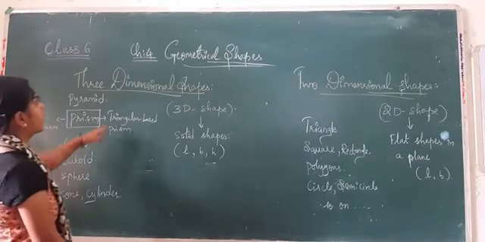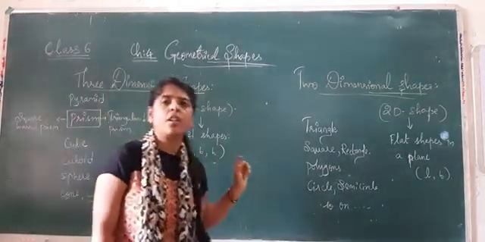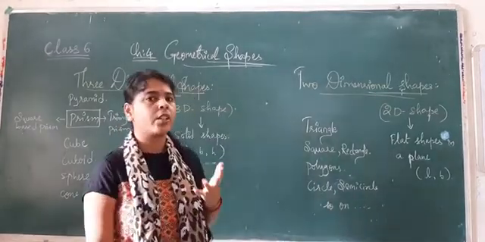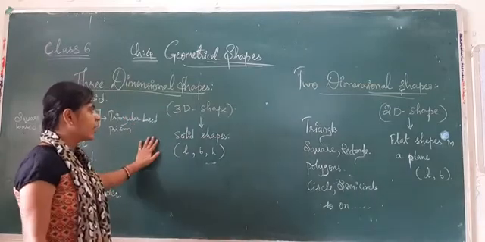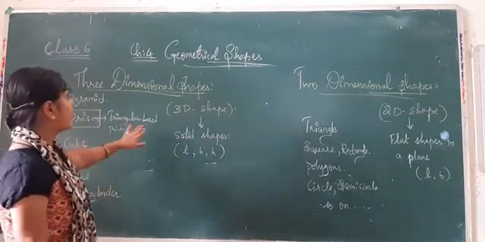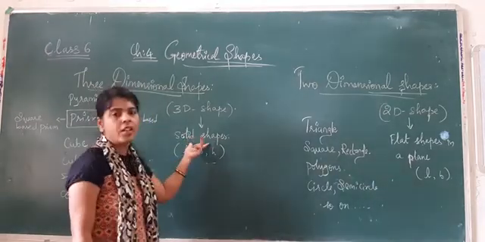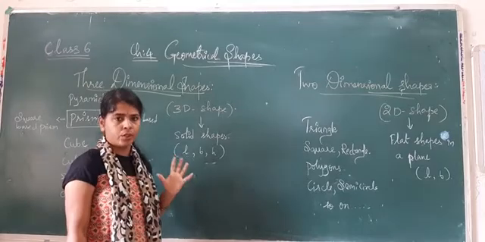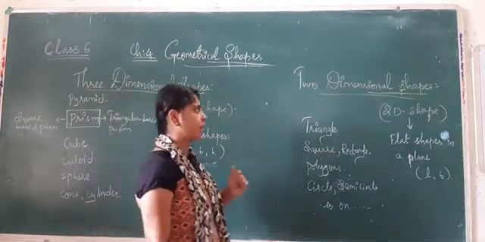Coming to the next topic, about 3-dimensional shapes and 2-dimensional shapes. You already learned about 2-dimensional and 3-dimensional shapes in your previous class, 5th class. Here I am telling you in detail about 3-dimensional, 3D shapes. As you know, they are known as solid shapes. You learned about the length, breadth, and height of those shapes, and you also studied examples in your previous class.